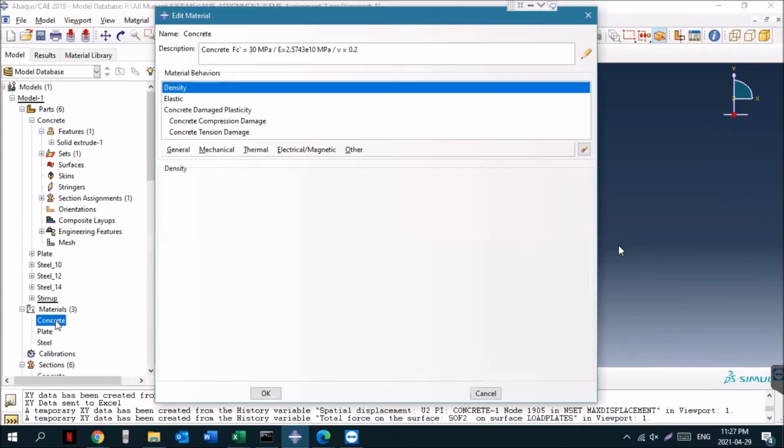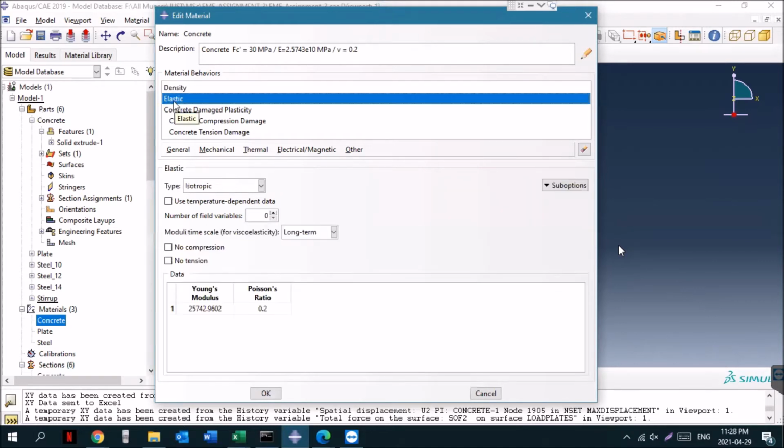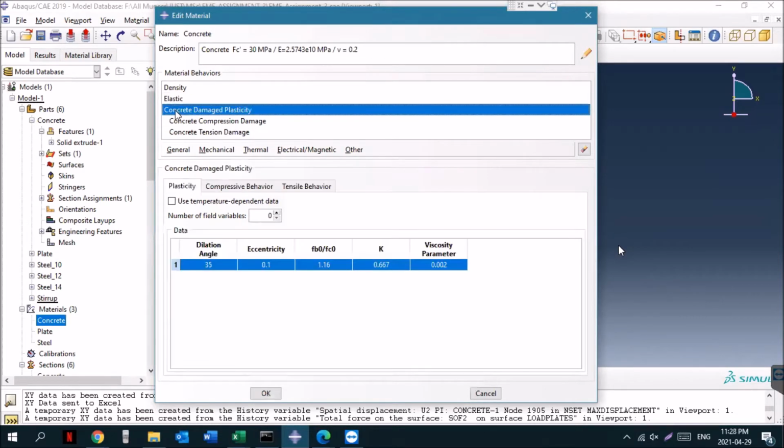I have defined the concrete material to have a density of 2.4 to the power minus 9 ton per millimeter cubed. This is its density, and then I have defined its elastic properties based on the researcher's information, and then the concrete damaged plasticity. These are typical values for such cases.